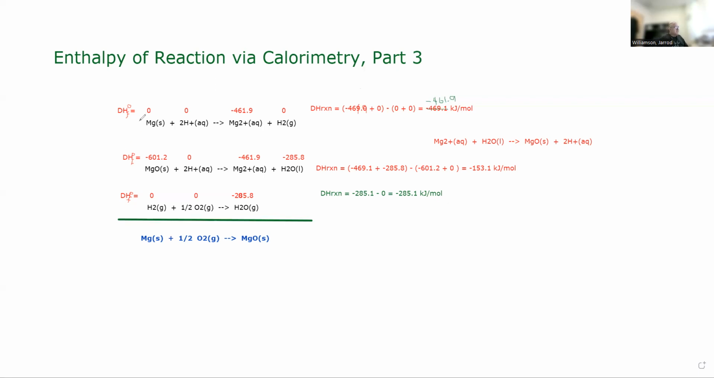Then I want to use Hess's law to add up these reactions in such a way that I get this reaction to get the enthalpy of reaction for the formation of magnesium oxide. I can do that if I switch this reaction around and reverse this reaction. If I reverse this reaction, I get this reaction right here. So what I'm going to do is take this, delete these, and put this in its place.